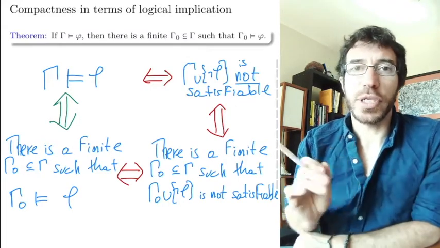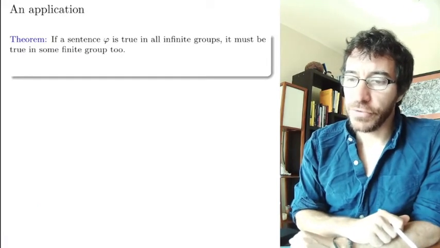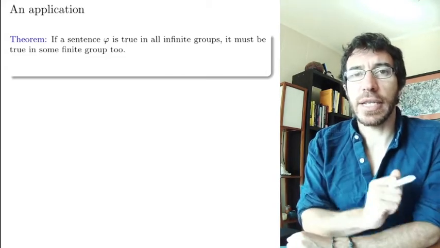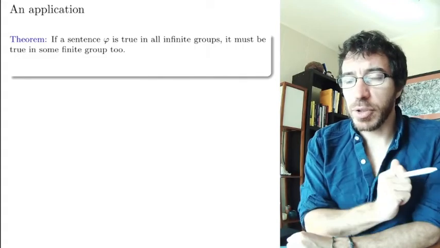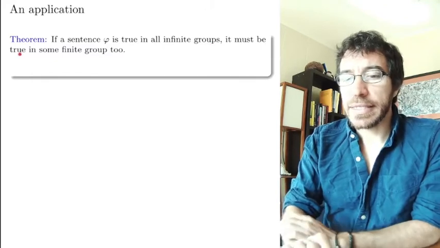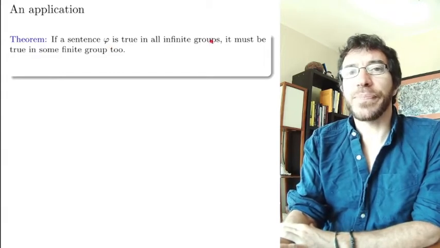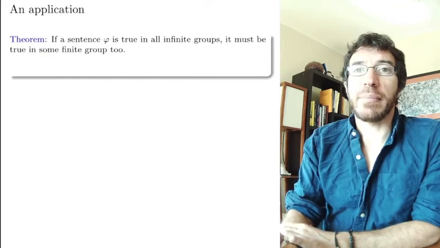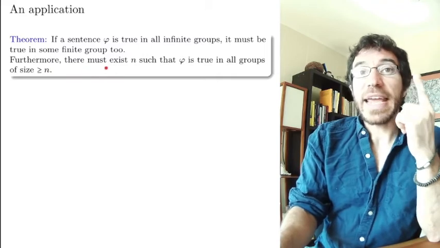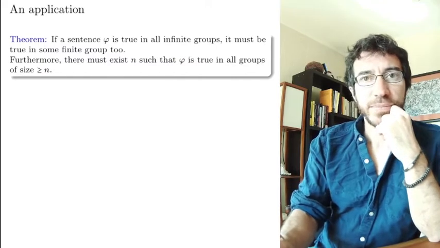Okay, let's see how we can use this in applications. So here's the first one. Suppose we have a sentence phi that is true in all infinite groups. This is a first order sentence in the vocabulary of groups, and you somehow prove that it's true in all infinite groups. Now, what we claim is that it must be true in some finite group also. Well, we get a bit more than that. We actually get that there must exist an n such that every group that has size at least n satisfies phi. Okay, it's quite interesting.